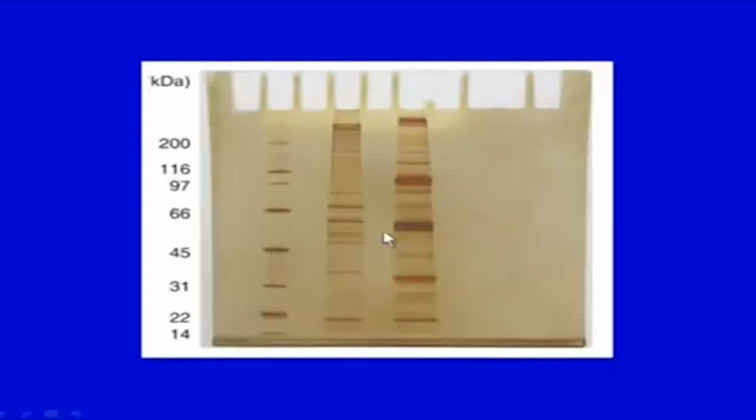So, this is how the gel will look when you have silver staining, and like I said, it has a very high sensitivity, or the highest sensitivity, much more than the Coomassie brilliant blue staining.